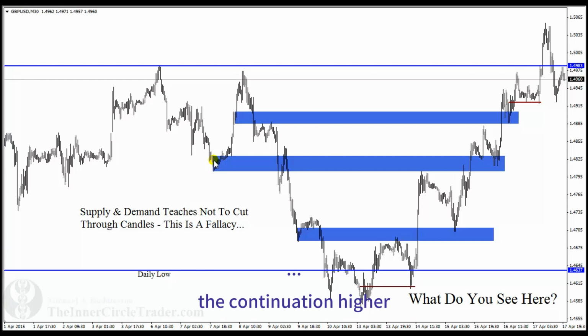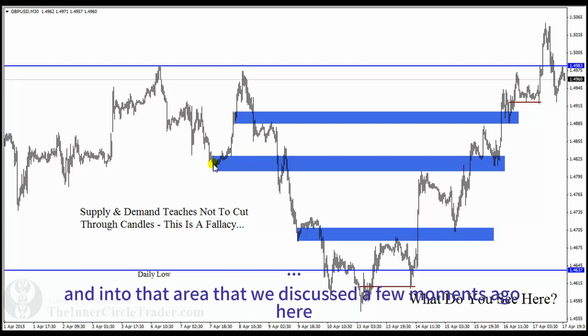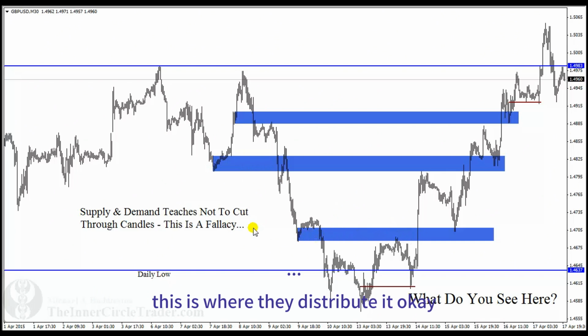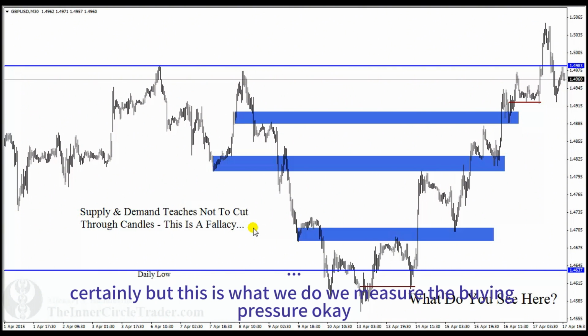And yes, you're cutting through candles to see them. Supply and demand is a load of baloney in regards to not cutting through candles. You're never going to see it like the banks are operating. Okay, you're not getting this from a ticket runner perspective.